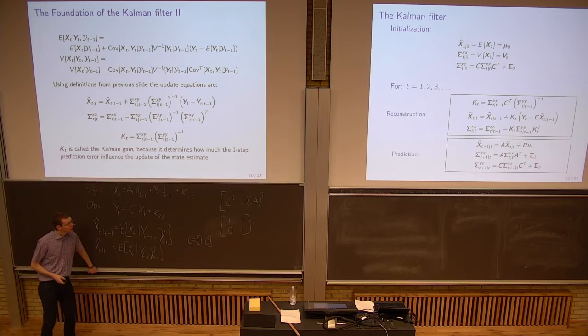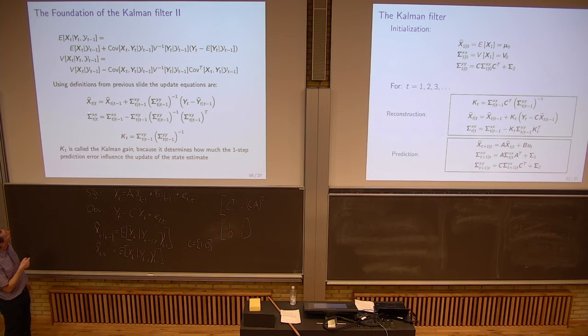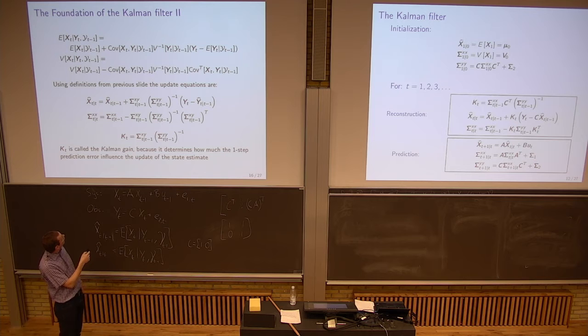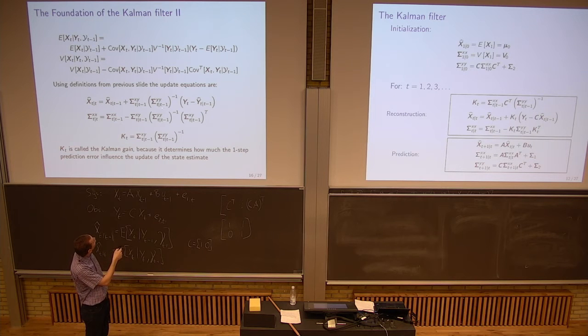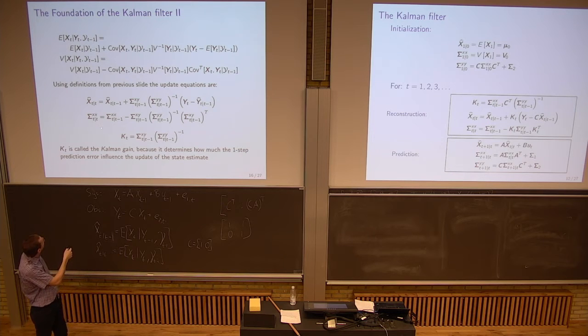Just as a recap, we then have the covariance between x_t and y_t given all the previous, that's the covariance between x and y at time t given t minus 1. Then we have the inverse variance of y_t given t minus 1. And then we have the prediction error, y_t minus the expectation of y_t given all the previous y's.